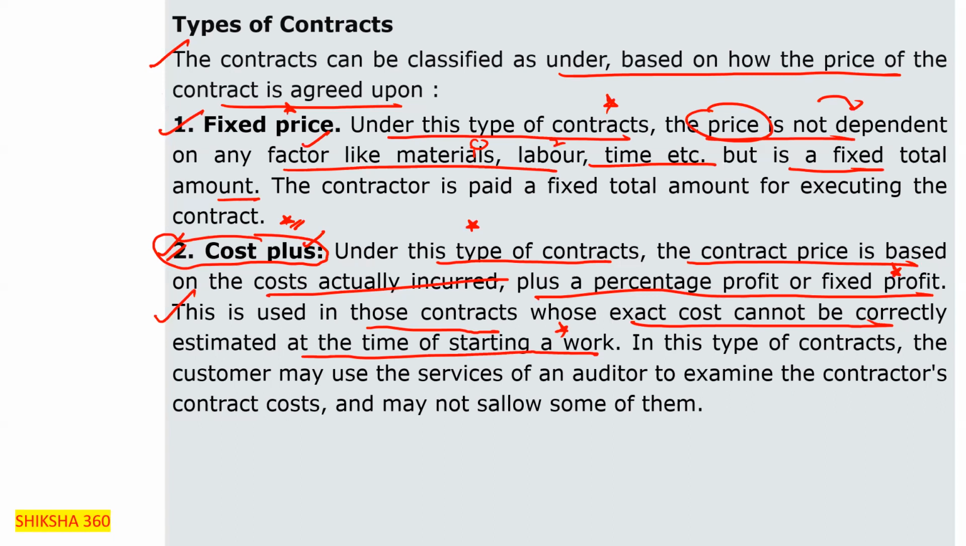Swallow some of them, and may not swallow some of them. In this type of contract, the customer may use the services of an auditor to examine the contractor's contract cost. So that is the cost plus.